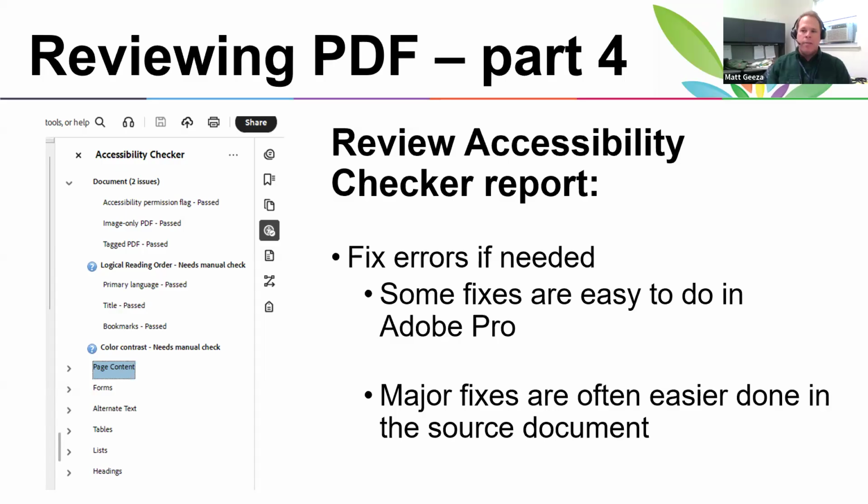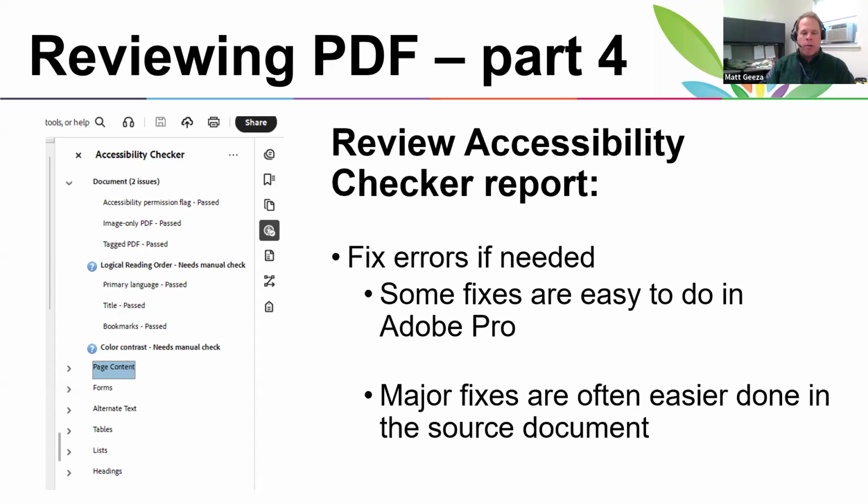One of the things to know about this is that logical reading order and color contrast, you're going to be prompted to do a manual check every time you run the accessibility checker on a PDF. So these by default are always going to be flagged. If you run the accessibility checker and these are the only two that you see coming up that need attention, then it means you're off to a great start.